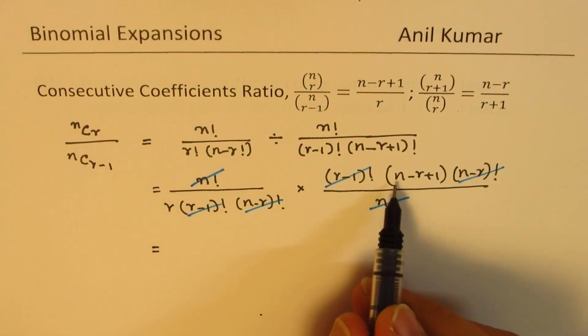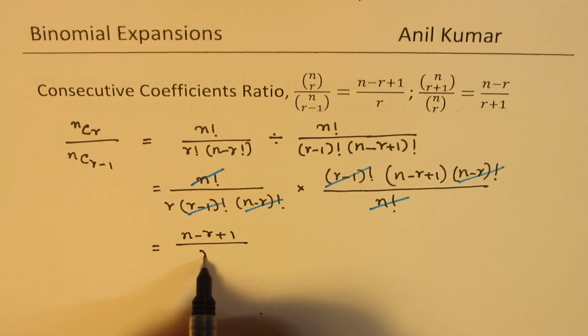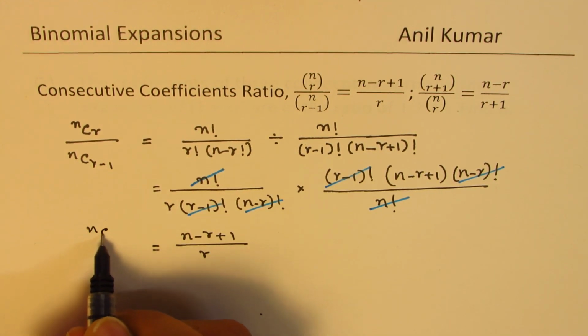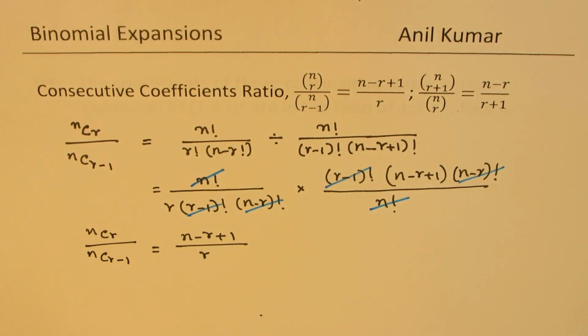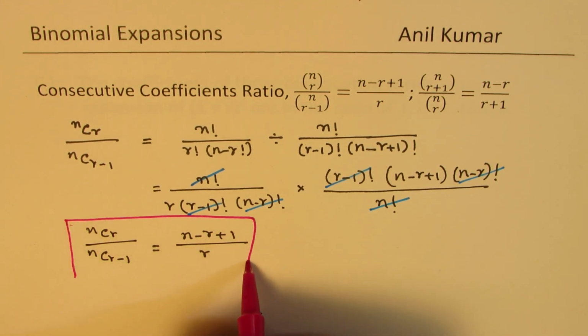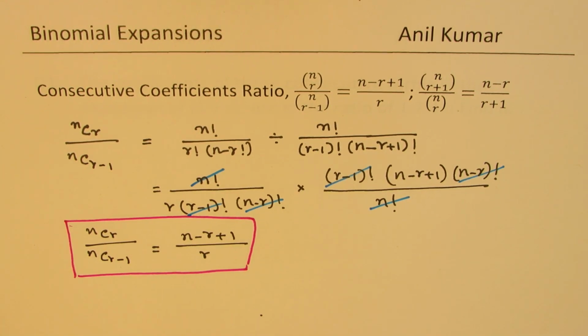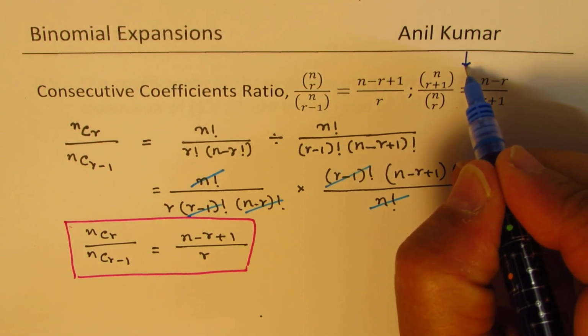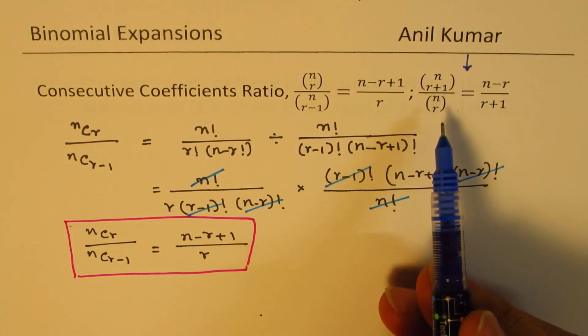So once you do that, you get n minus r plus 1 over r. So that is what is nCr over nCr minus 1. Is that clear to you, right? So a simple derivation, but extremely important from test point of view. Always you'll get a question based on this. Correct? Now, how do we get the second one, which is this one, right? So you can see the only difference here is r is replaced by r plus 1, correct?